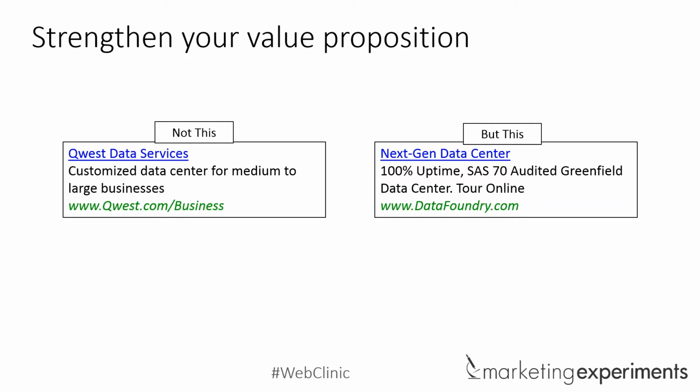So we're going to look at a competitor's ad who's doing something a little bit better than Quest, the next gen data center. This time we're talking 100% uptime, SAS 70 audited greenfield data center, tour online. So they brought up a lot of what makes them appealing and what differentiates themselves from one of their biggest competitors into the ad, and really, once again, put that appeal and exclusivity first into the ad, as opposed to something that's a little more bland, a little more generic, and sounds like something anybody could do.